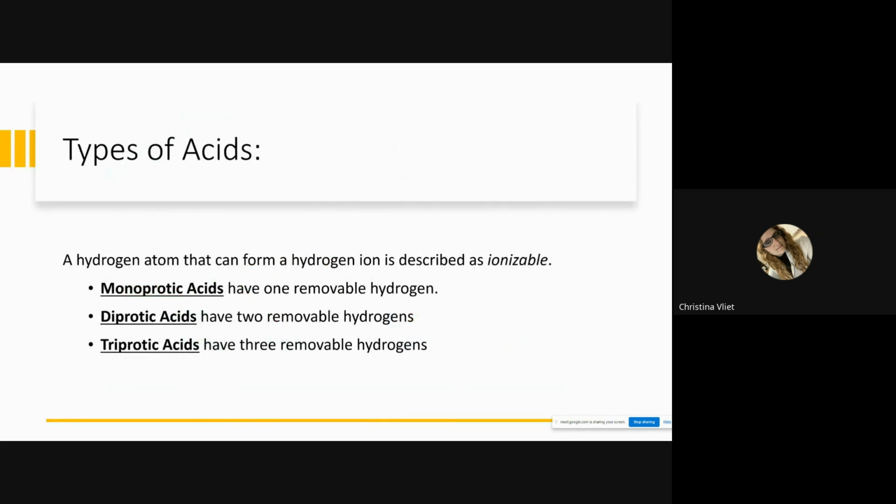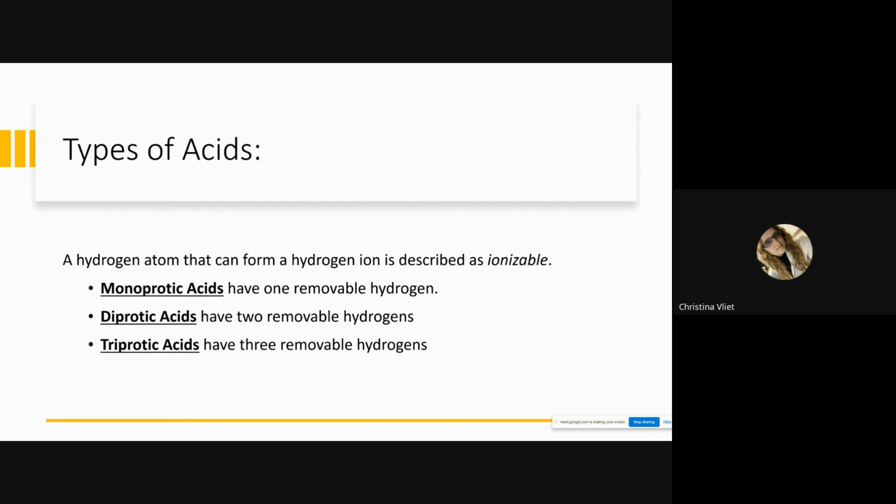All right, the next thing we need to discuss is there are actually 3 types of acids that you need to be aware of by name. Cambridge does use this terminology in questions, so that's why I wanted to bring it up. You could classify an acid as monoprotic, diprotic, or triprotic. So we're going to break down that word. What does that actually mean?